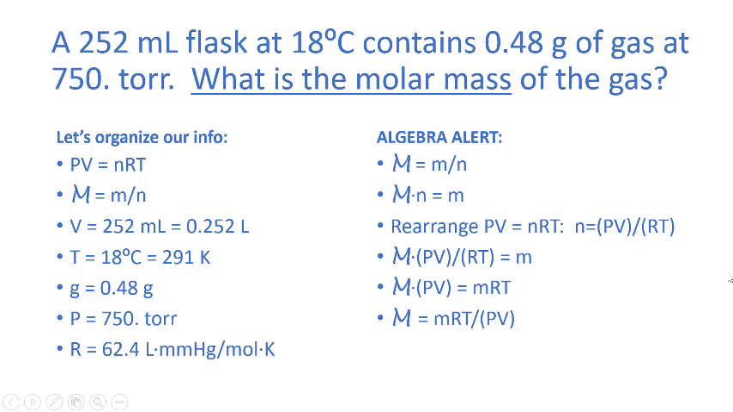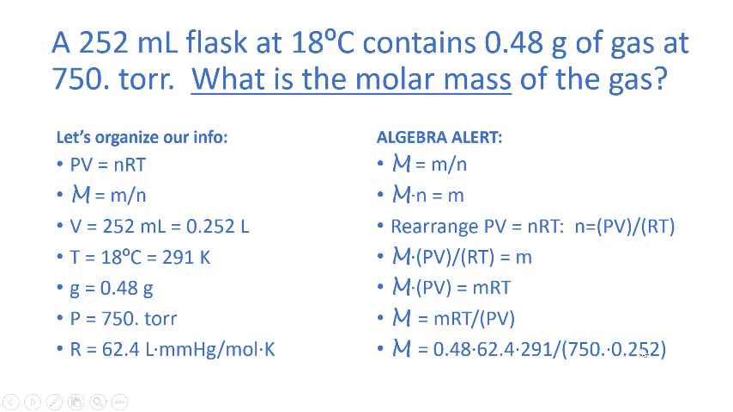I'm going to plug in, and I'm not using units here, even though you really should, but I am going to check that my units check out. So the mass in the problem was 0.48 grams. 62.4 was my unit for R. And since a torr and an mmHg are the same thing, I can use 62.4. 291 was my temperature. Divide. This parentheses right here is critical when you type this into the calculator. So left parentheses, 750 was my pressure, and 0.252 was my liters.